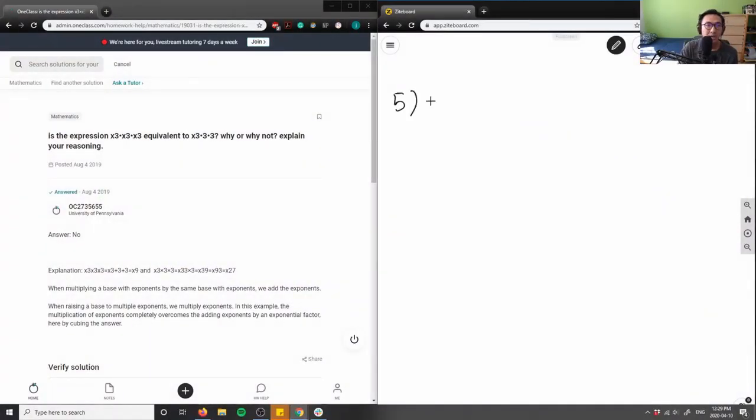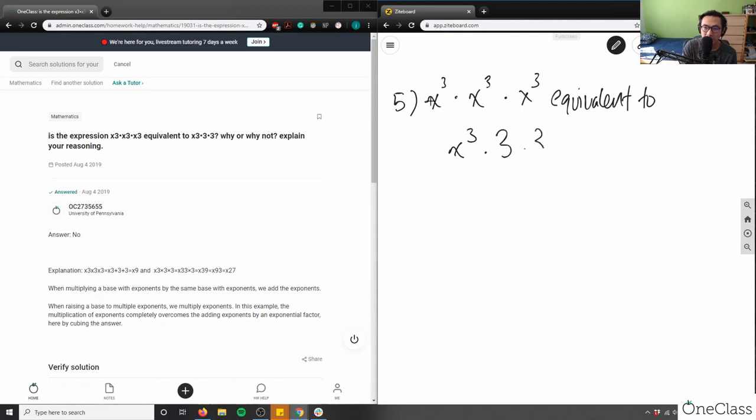So it's asking, is the expression x, I believe it's x cubed. So x cubed times x cubed times x cubed equivalent to, this would be x cubed times 3 times 3. And it says why or why not, explain your reasoning. Okay, so it's asking, does this equal this, right?